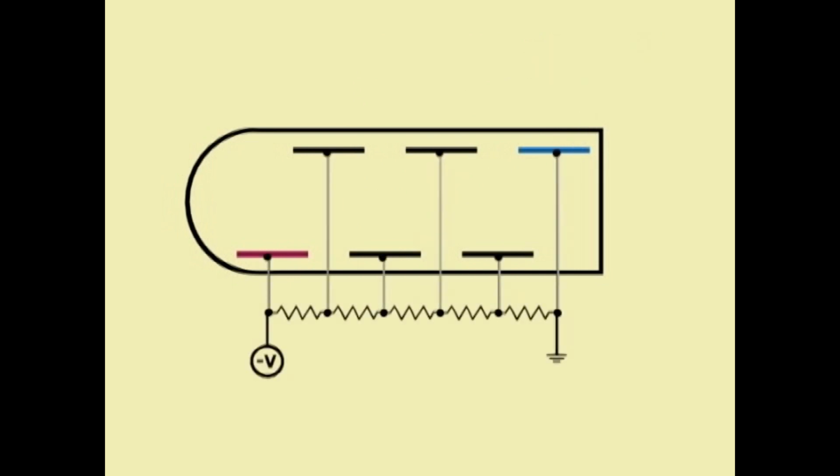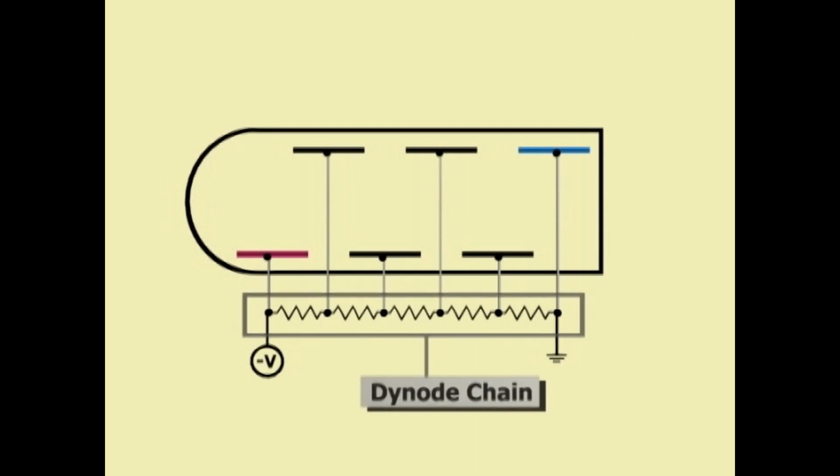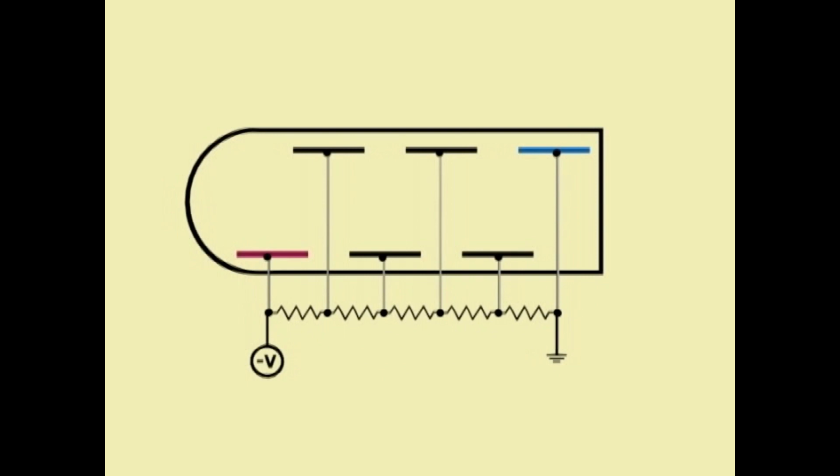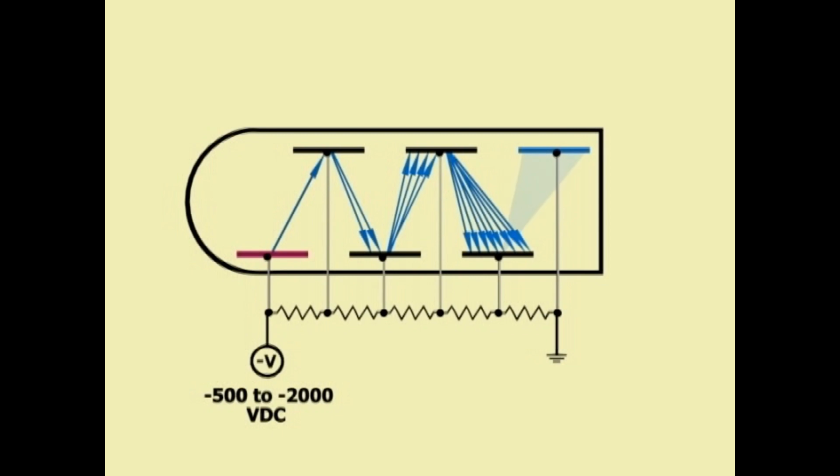Each of the plates is biased with a negative voltage by means of a voltage divider network referred to as a dynode chain. The source of the plate voltages is typically between -500 and -2000 volts DC. When a photon from the process strikes the photocathode, electrons are released from this plate. These liberated electrons strike the remaining series of plates in the tube in a cascading effect. An amplification of up to 1 million times is possible with the photomultiplier tube.